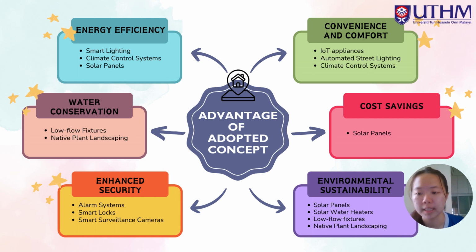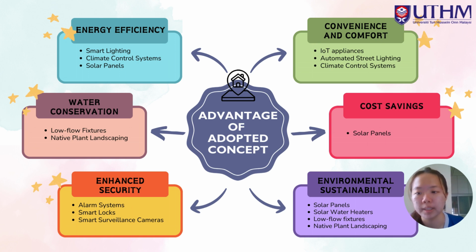The integration of the smart lighting, climate control system, and the solar panel significantly reduces the energy consumption. For example, the smart lighting system will adjust automatically based on the occupancy and the natural light. And the next one is the solar panel. It will generate renewable energy, decreasing reliance on non-renewable resources and lowering the electricity bills.